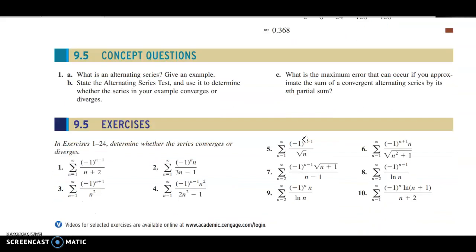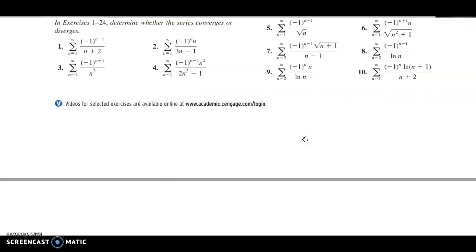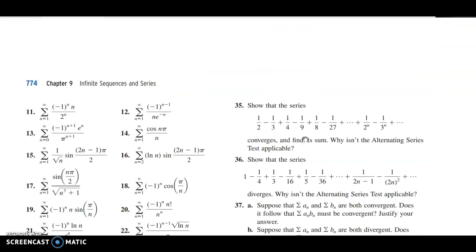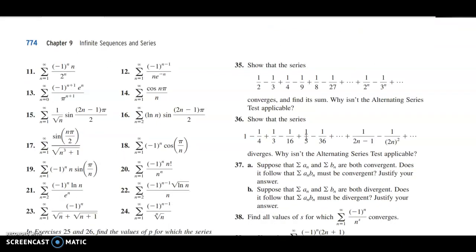We have to do these exercises also. These exercises you have to do.